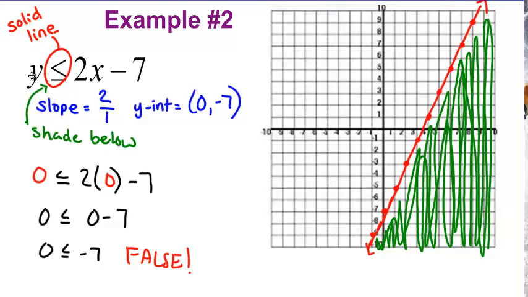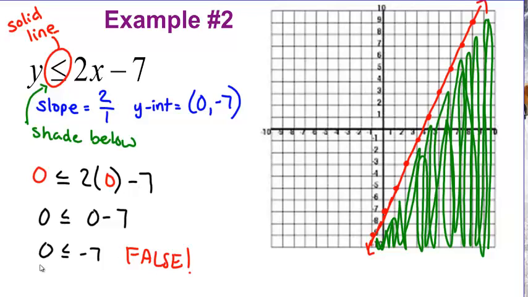In example 2, we have the inequality y is less than or equal to 2x minus 7. Here, our y-intercept is negative 7, and our slope is 2, so we go up 2 over 1, up 2 over 1, to get multiple points along our line. Now, because it is "or equal to," we know it's going to be a solid line, and because it's less than or equal to, we know we're going to shade below. So we shade below our line.